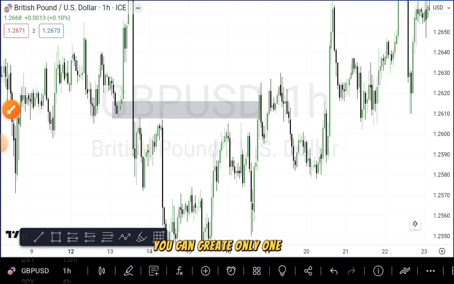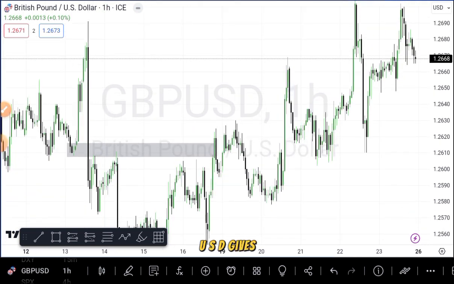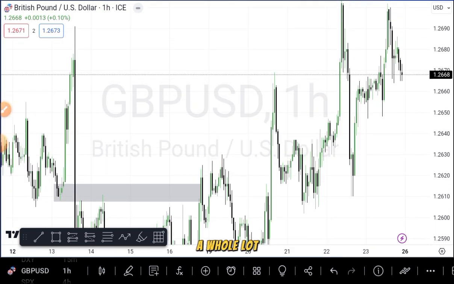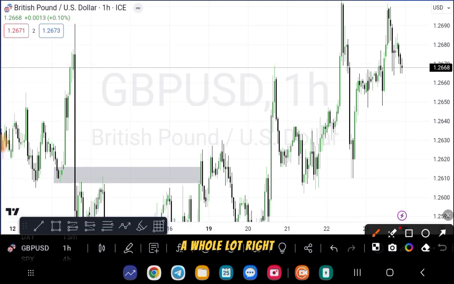All right, now what you want to do is to back test this. You can trade only one pair. For example, GBP USD gives all or more of these entries a whole lot, right?